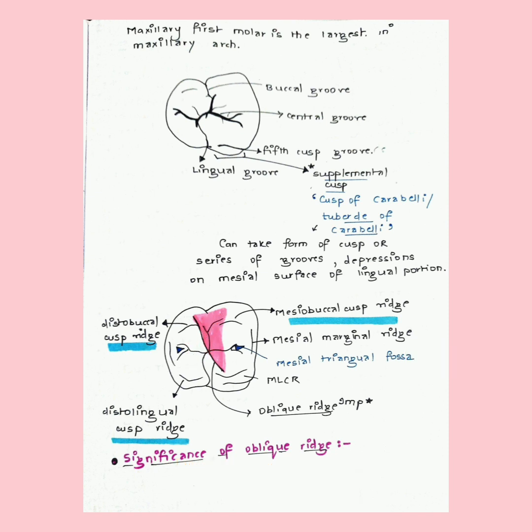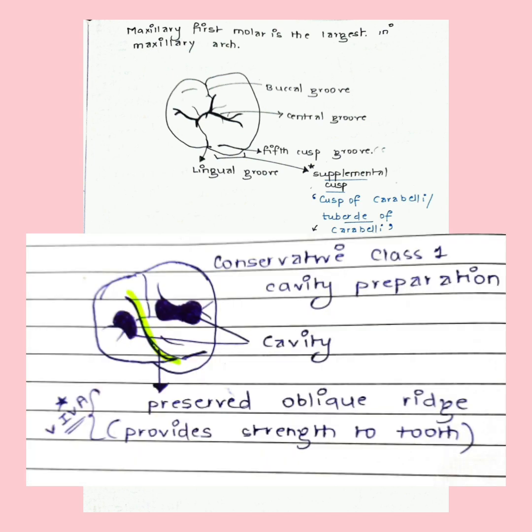The oblique ridge is another important feature of the maxillary first molar. It is the union of the triangular ridges of the distobuccal cusp and mesiolingual cusp. It provides stability and strength to the tooth. Hence, when it is not involved by caries, we do a conservative preparation in the maxillary first molar.